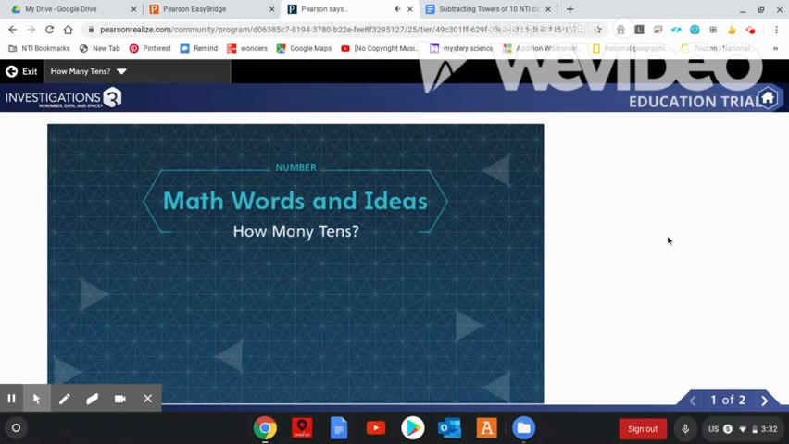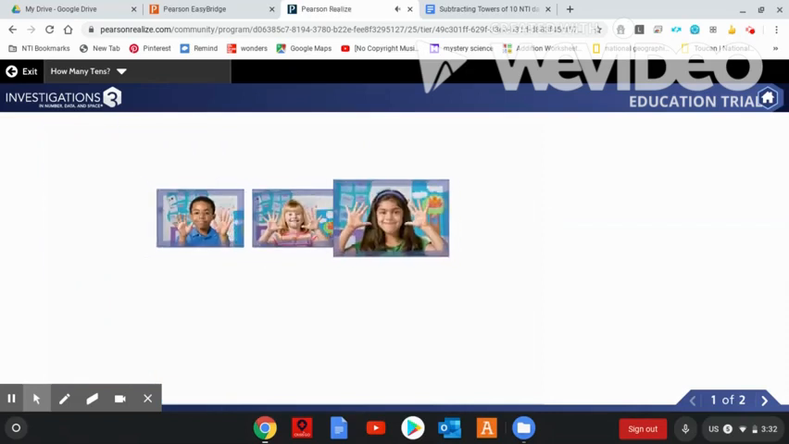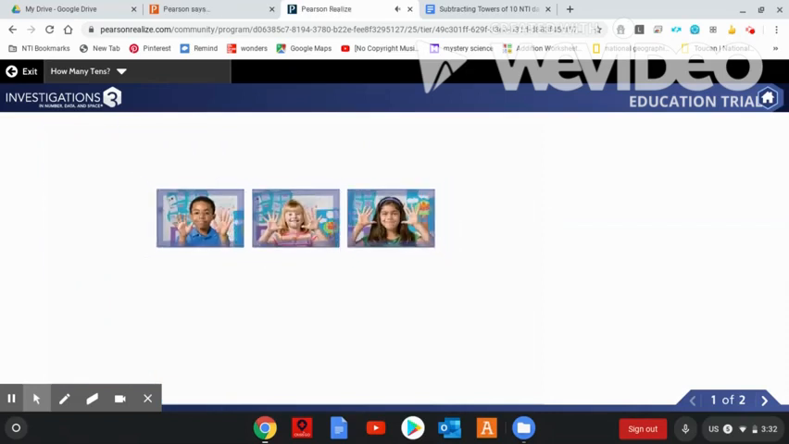How many tens? There are 3 students. Each student has 10 fingers. We can count their fingers by tens. 10, 20, 30. 3 students have 30 fingers. 10 plus 10 plus 10 equals 30. 3 groups of 10 is 30.